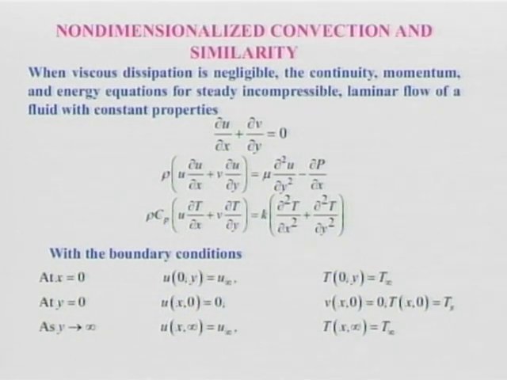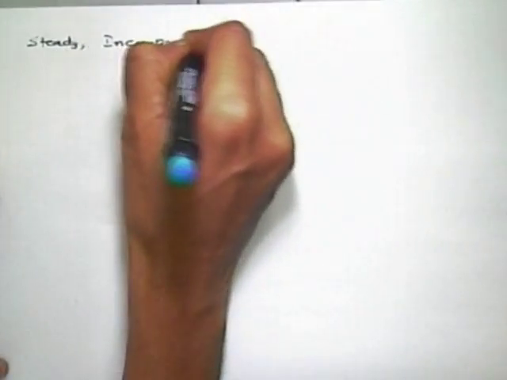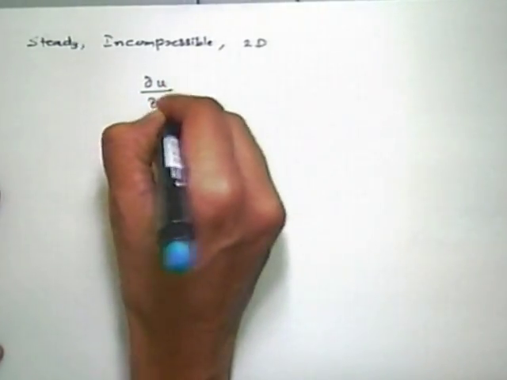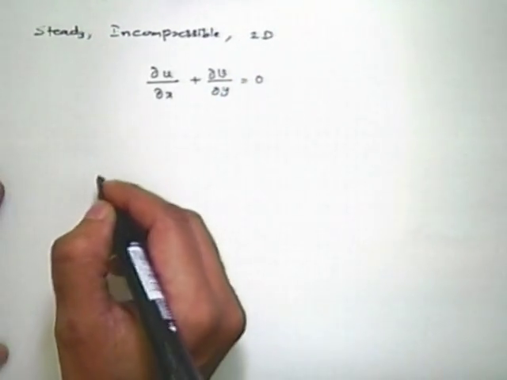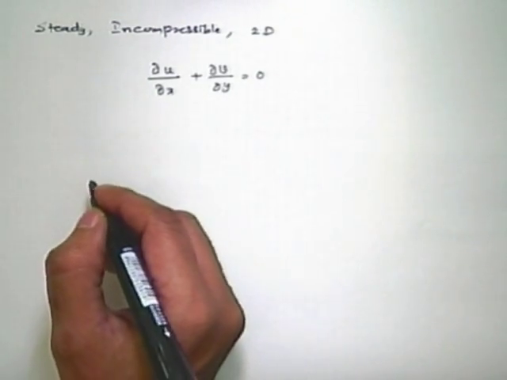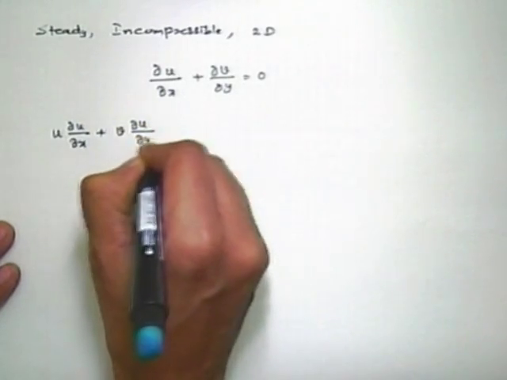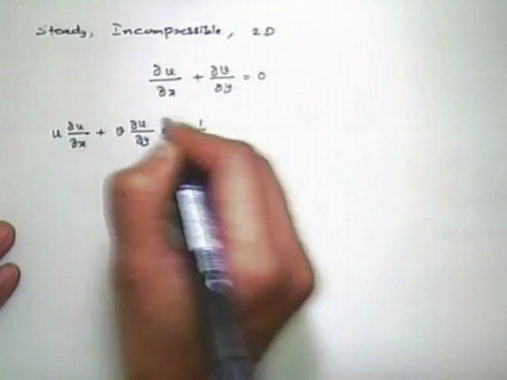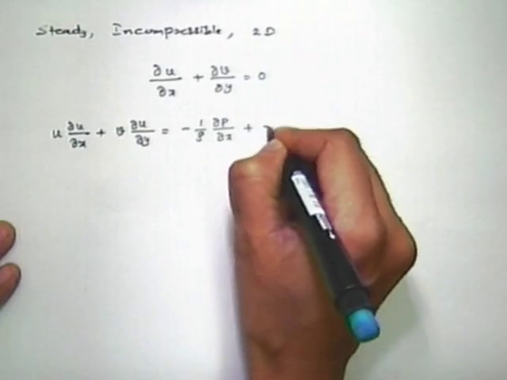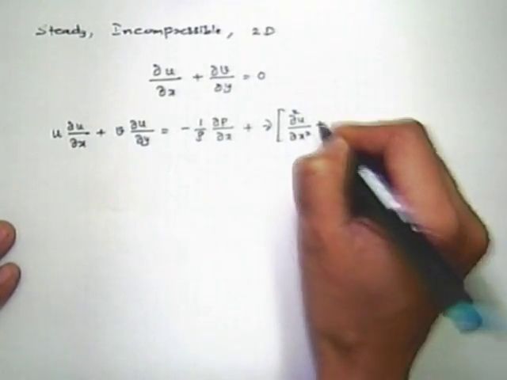If you carefully see, let me remind you, this is steady, two dimensional, incompressible flow. I just want to get it registered in their minds. What will be my continuity equation? Del u by del x plus del v by del y equal to 0. What is my x momentum equation? Here it is for those who do not remember. Steady, so del u by del t is not there. u del u by del x plus v del u by del y equals minus 1 by rho del p by del x plus nu into del squared u by del x squared plus del squared u by del y squared.